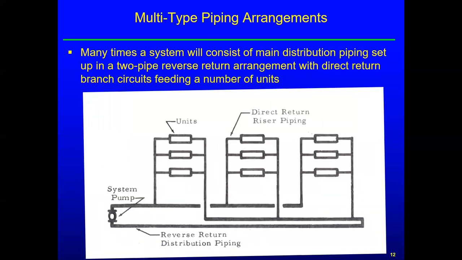Okay, so there are multi-type piping arrangements, and this shows our main distribution lines from the pump, the supply, and then the return. That's a reverse return on the distribution header, but then the risers are direct return. So we've got reverse return distribution piping, but direct return risers. We'll talk about this further on another slide, but just take a look at that and convince yourself that the words I'm saying go with this system.